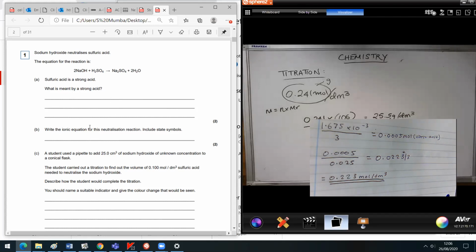It says write the equation for this neutralization reaction. Now, would you be in a position to write an ionic equation for a neutralization reaction? Isn't it just the ions? Because do you know how you said it was ionized as well? Does that mean it's radioactive?